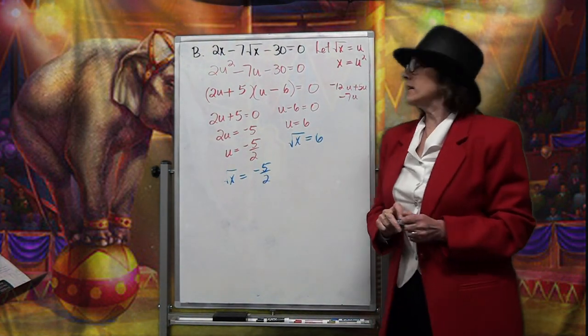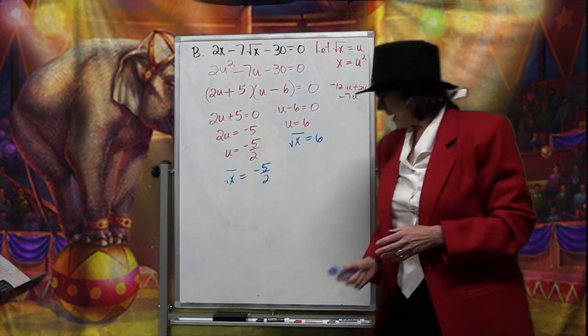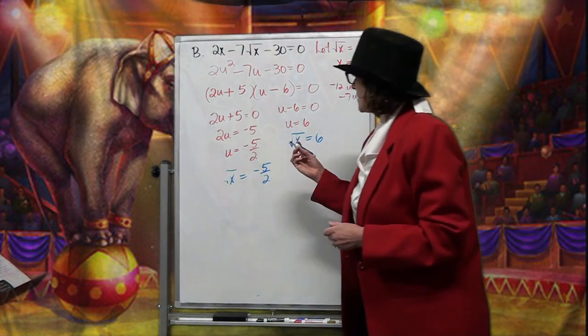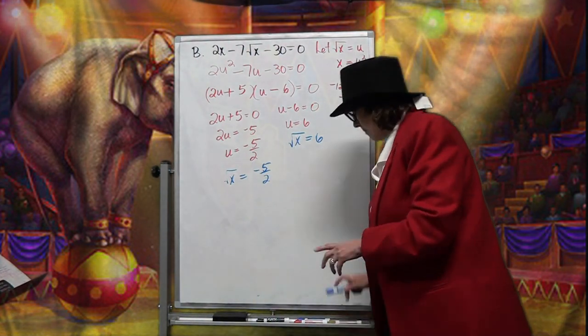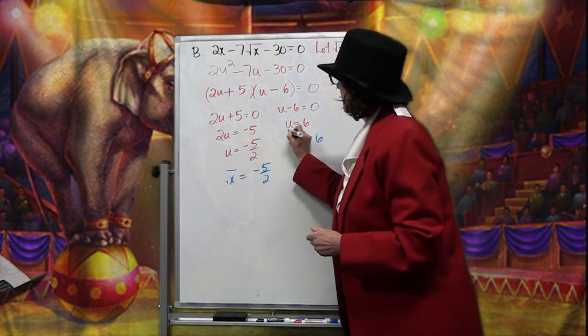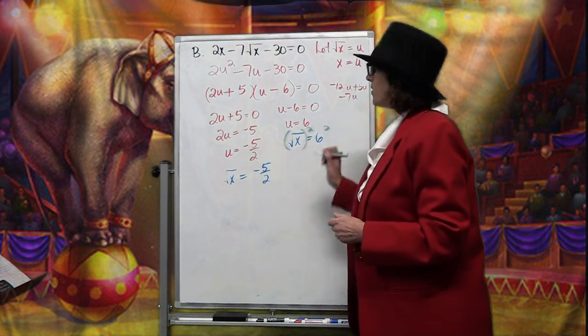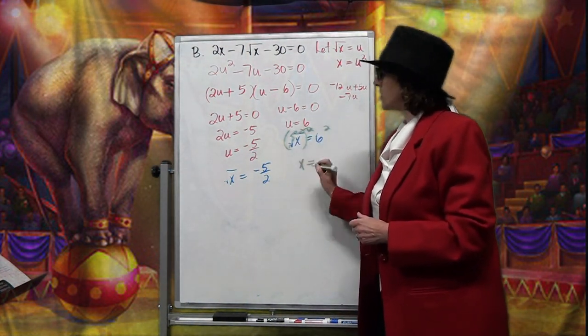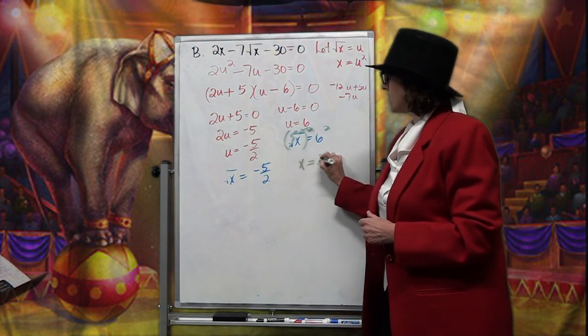At this point, I'm ready to get the x completely by itself. Currently, it's being square rooted. The opposite of square rooting is squaring. So I'm going to take my square root of x and I'm going to square it, and I'm going to square the other side as well. Squaring and square rooting cancel each other out. I get just an x. And 6 squared is 36.